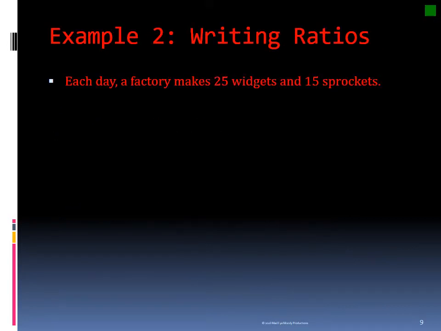Let's do a second example, writing different ratios. Let's say each day a factory makes 25 widgets and 15 sprockets. Now, widgets and sprockets are not a real thing. You'll often see widgets and sprockets used on different standardized tests because they aren't real, so there's no bias when we use the words widgets and sprockets. So don't worry about what they are. We're just using made-up words rather than saying 25 of thing A and 15 of thing B.